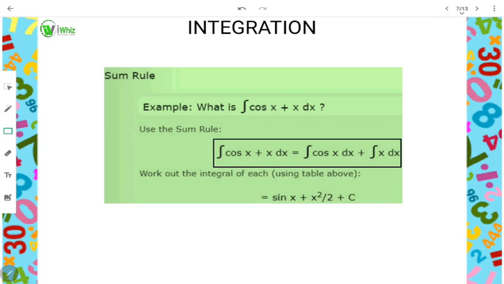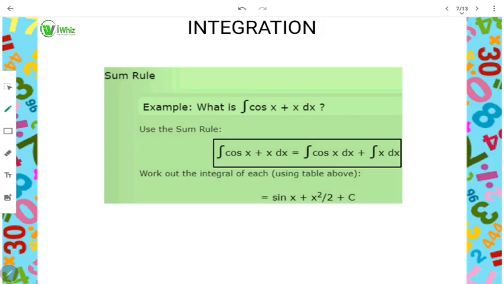Once we have that sum rule, we can look at the example. The example says the integral of cos x plus x dx. We can separate that and say the integral of cos x dx plus the integral of x dx. We can work that integral. We can use the table above, which you can find in your iWiz book or on your worksheet, and we can say that the integral then is equal to sine x plus x squared over 2.